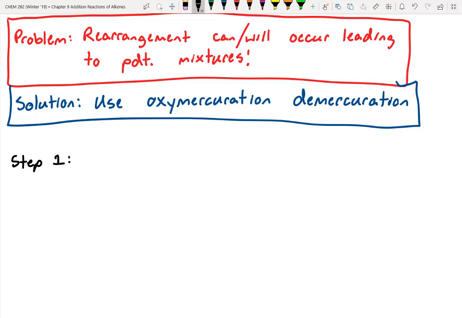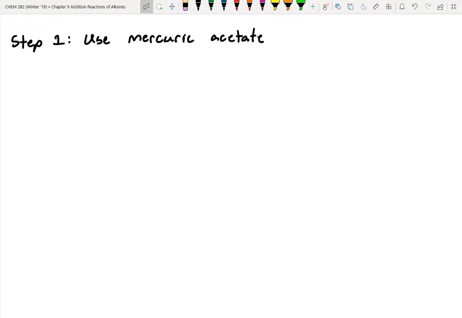So step one is to use mercuric acetate. So let's take a look at what mercuric acetate looks like. Mercury is kind of weird. It's a metal, but loves to form organic bonds, meaning covalent bonds. That's also why it's super duper toxic. All right. It's also a pretty unstable reagent.